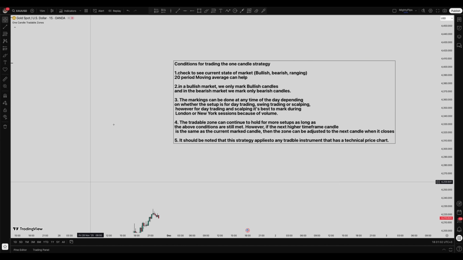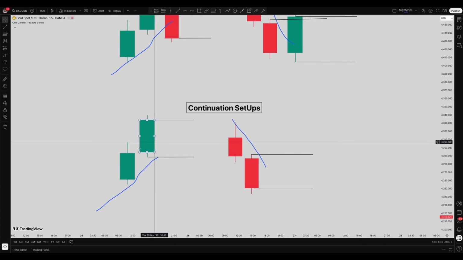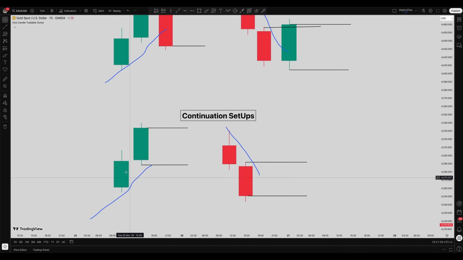If you've marked your candle, for example this bullish candle here, and this candle still continues to have the same conditions, for example the market is still within the tradable zone of this candle, you don't have to shift the zone to the next candle. You can still use the zone for multiple candles as long as the market has not moved far away from that zone. But if the market starts to move away from this candle zone, then you can shift that zone to the next candle.